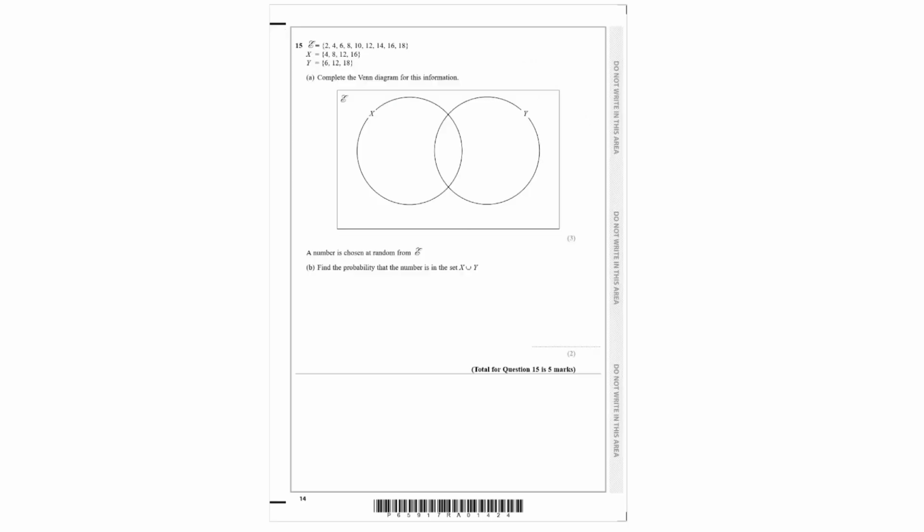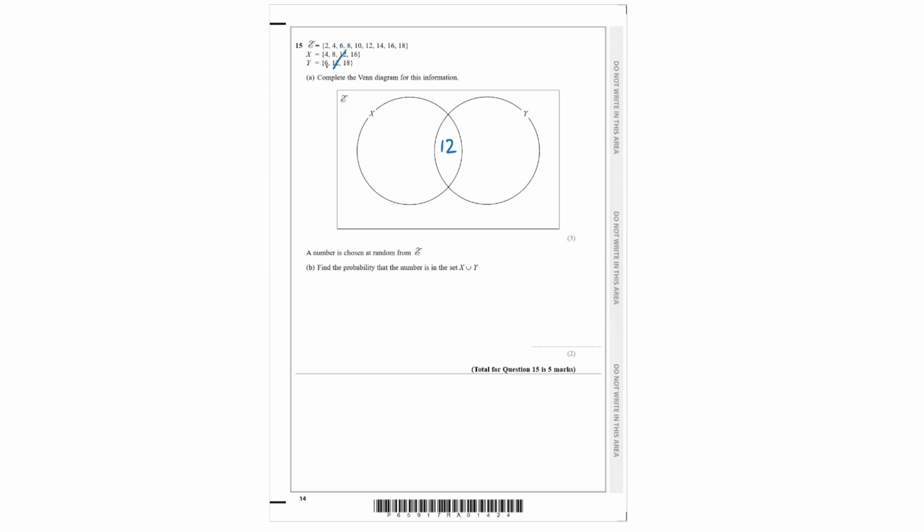Question 15. A few subsets are given. Complete the Venn diagram for this information. First off, we have to write the intersection first as always. The intersection is what's common between x and y. And we can see here that that's 12. And that seems to be just it. So we can put here 12.